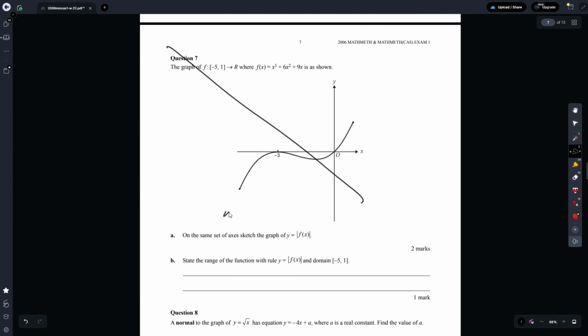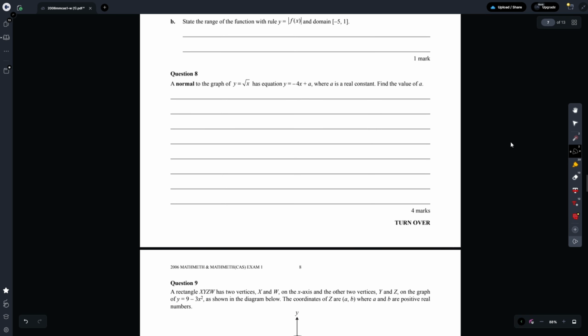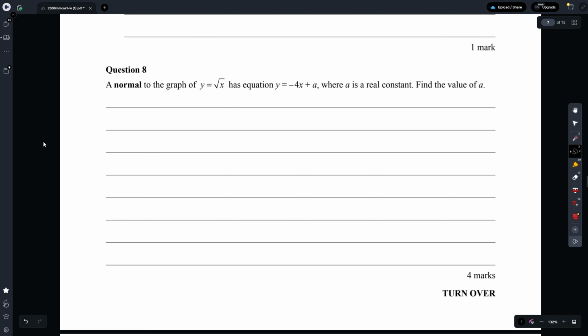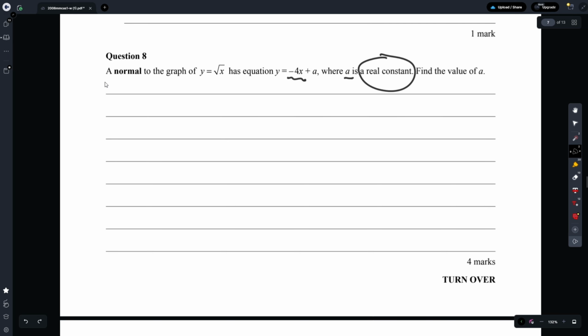This isn't in the study design anymore. You don't need to worry about that. Okay, a normal to the graph of y equals root x has the equation y equals negative 4x plus a, where a is a real constant. Find the value of a. So right off the bat, I'm seeing that this is worth 4 marks. It's actually a lot.